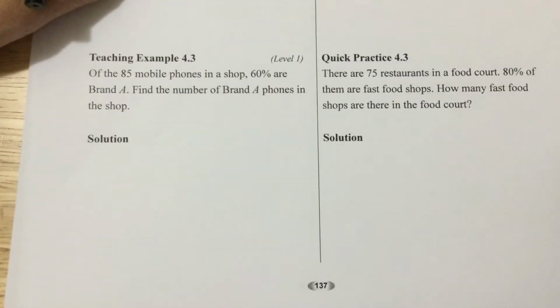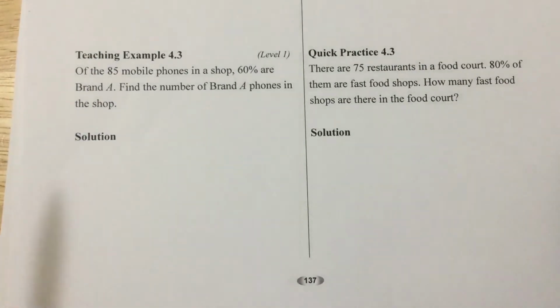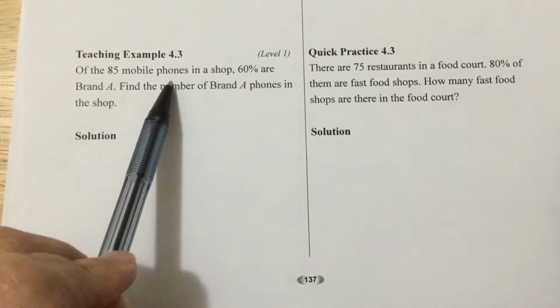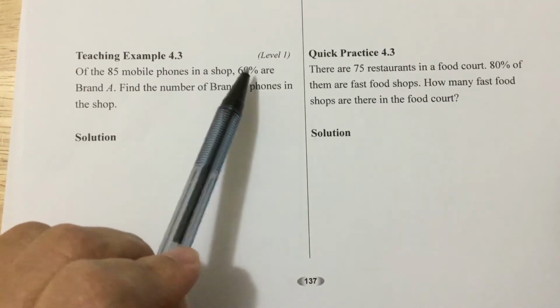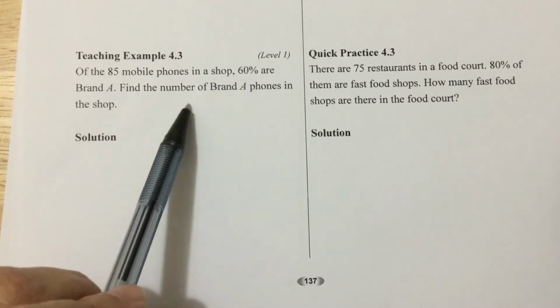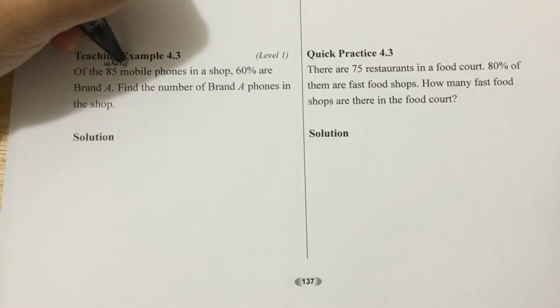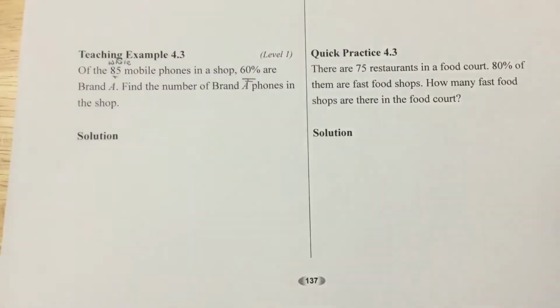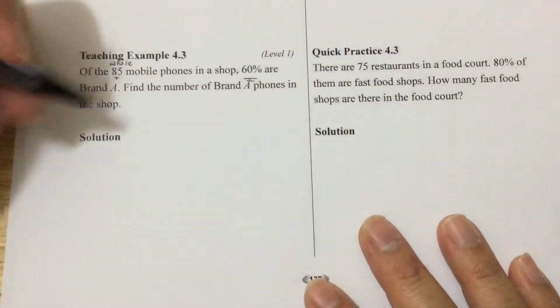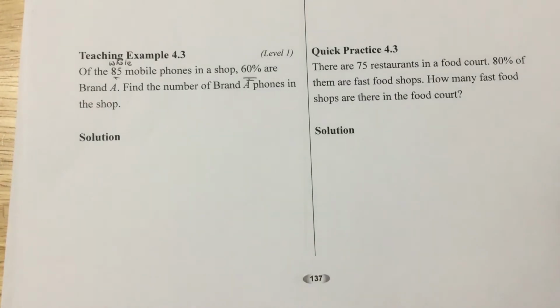Okay, now let's look at this teaching example. Of the 85 mobile phones in a shop, 60% are brand A. So find the number of brand A. This time you will see this is the whole number, and I only give you the percentage. So the next question is, in the last video, we calculated the part of it.